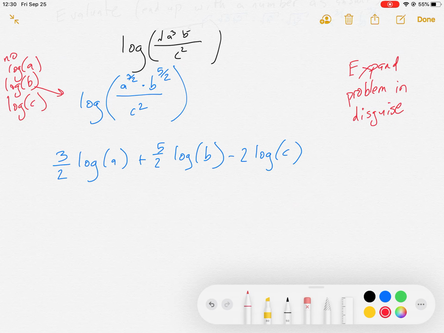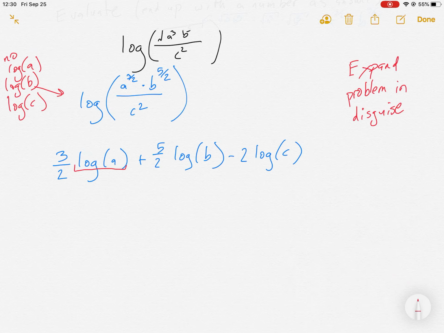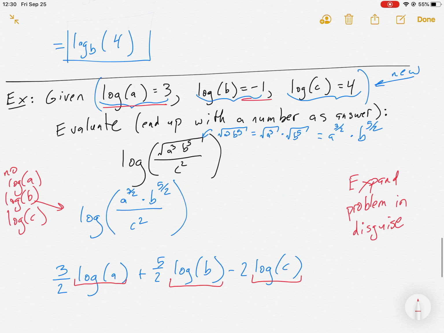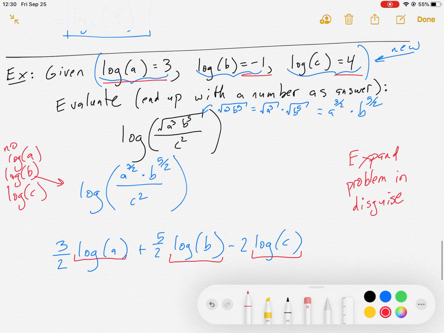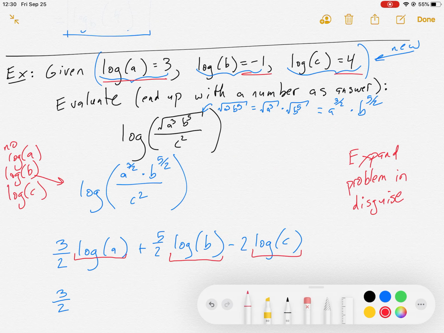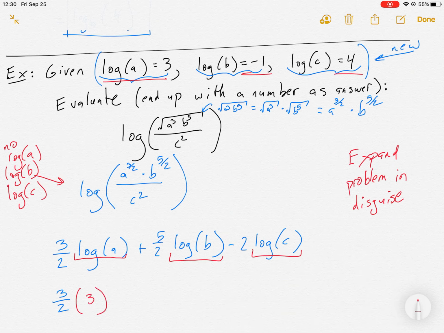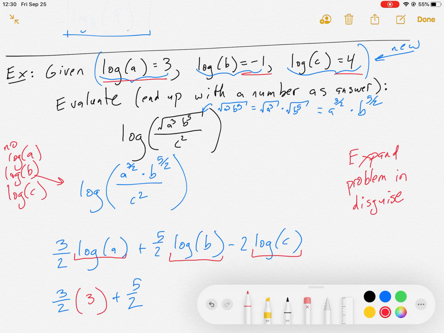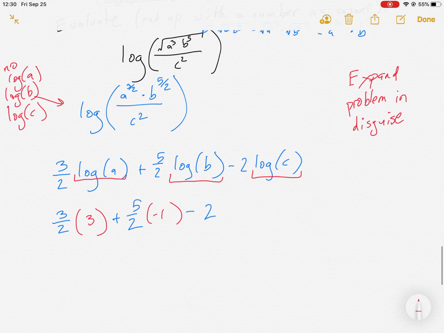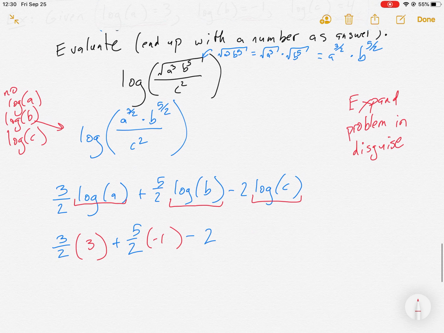Now what I can do is I can actually replace each of these, log of a, log of b, and log of c, with the values I had up here. So let's do it. We're going to have 3 over 2 times log of a, which is 3. We're going to have plus 5 over 2 times log of b, which is negative 1. And we're going to have minus 2 times log of c, which was 4.